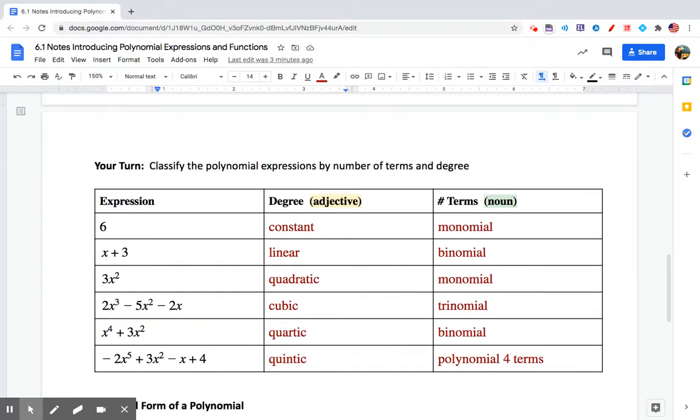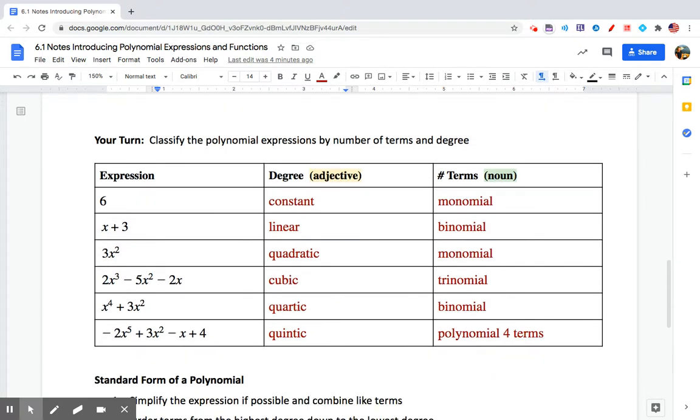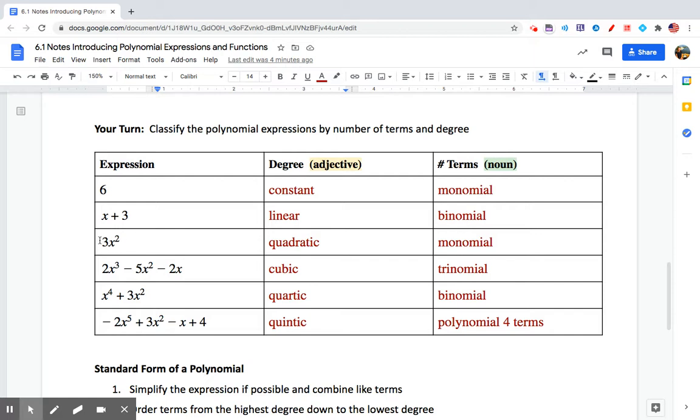So we can use both words to classify an expression. And we typically put the degree before the type of polynomial that it is. And so the expression with just the number 6 in it, we would call that a constant monomial. Now, x plus 3, again, would be a linear binomial, because it's x to the first power. This one here is a quadratic monomial. It has one term. Terms are separated by plus and minus signs.